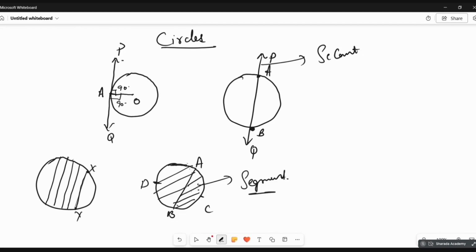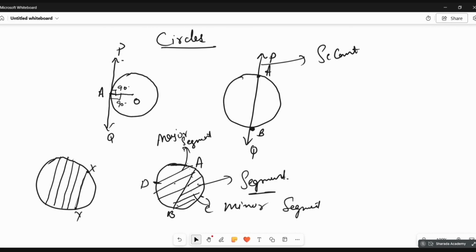This is called the minor segment. And this is called the major segment. If it covers the major portion of the circle, then it is the major segment. If it is covering the smaller portion of the circle, then it is the minor segment.